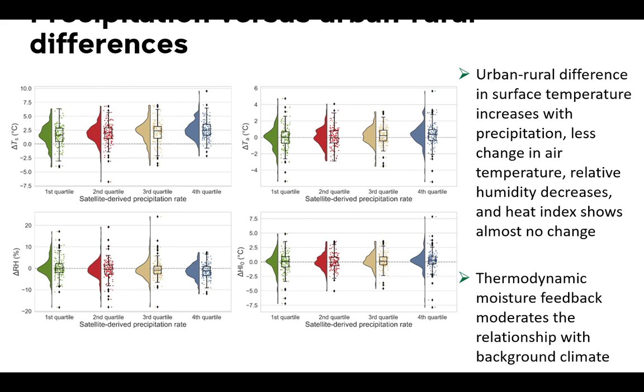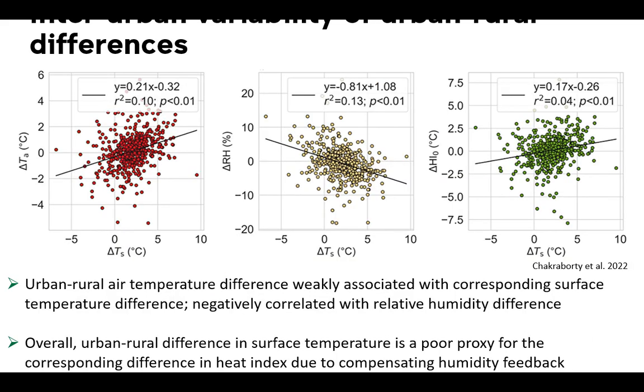For the urban dry island, you see the opposite effect, in that the urban dry island effect is the strongest in humid climate and is almost zero in arid climate. So again, you have this kind of thermodynamic moisture feedback, which moderates the relationship of the heat index island against background climate. And this is important because a lot of large scale studies have talked about how policies should be catered to background climate, but then using surface temperature heat islands.